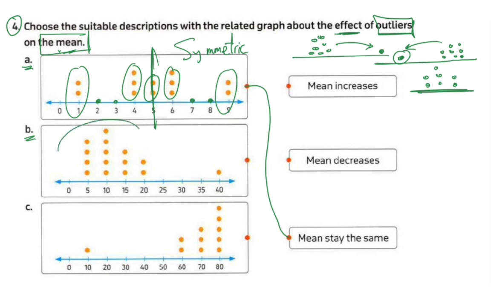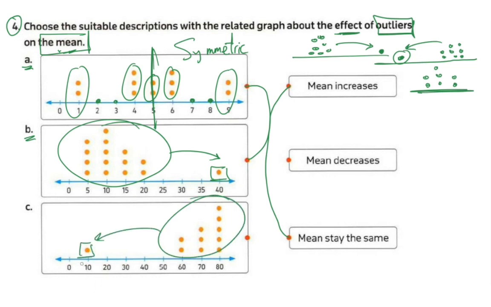Okay, point B. We have a group of dots and an outlier to the right, so the mean will what? Will increase. In the next one we have a group and an outlier to the left, so the mean will what? Will decrease. Now we finished the assessment, the last assessment of our term, the assessment of Unit 7.